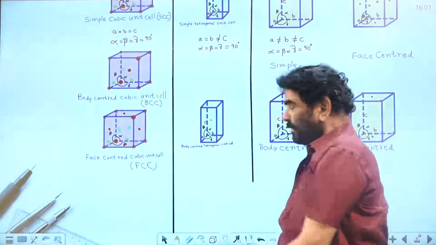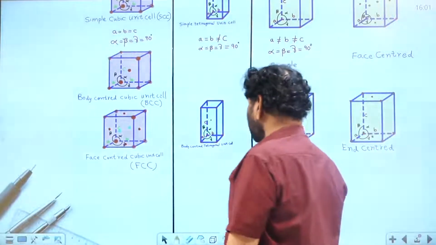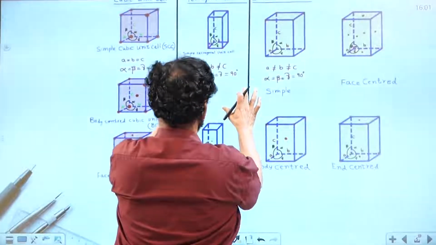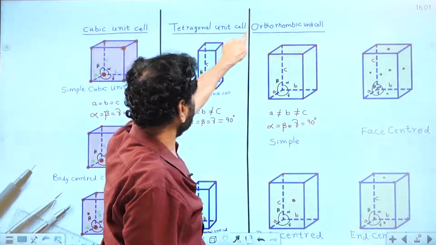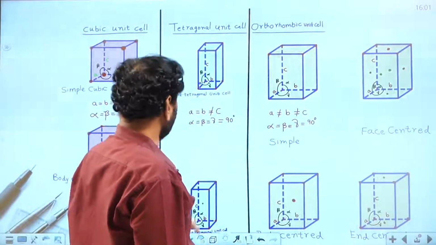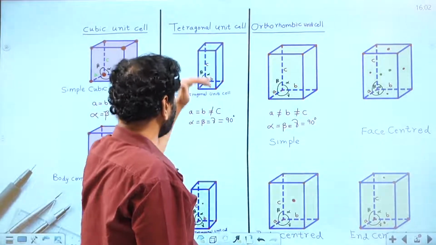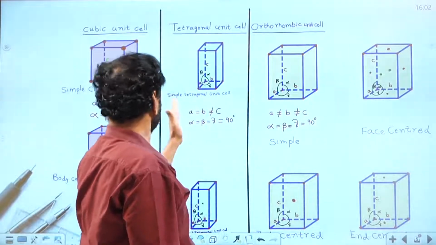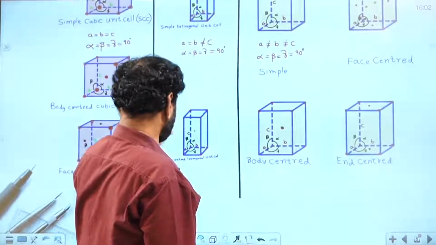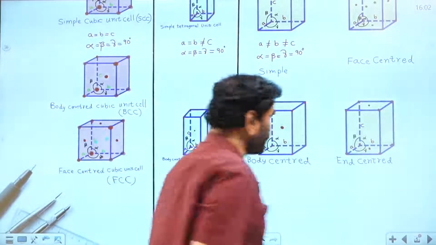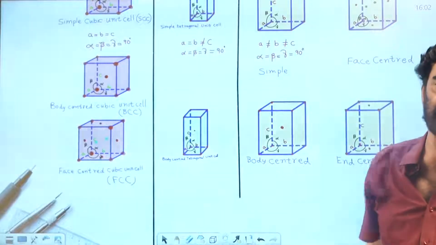For both of them, the cell parameters are the same. Therefore, there are two types of tetragonal unit cells. Based on the cell parameters, this is the tetragonal unit cell. Further, tetragonal unit cells are classified into two types based on the position of the lattice points. One is the primitive tetragonal unit cell or simple tetragonal unit cell. The other one is the body centered tetragonal unit cell. Face center is not possible, not existing at all. These are all the practically existing crystal systems.